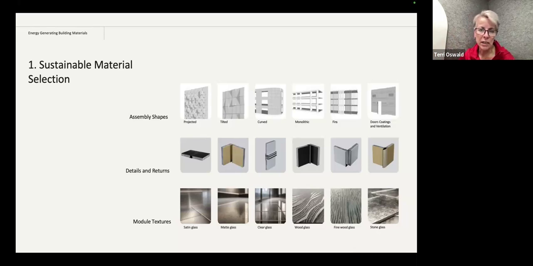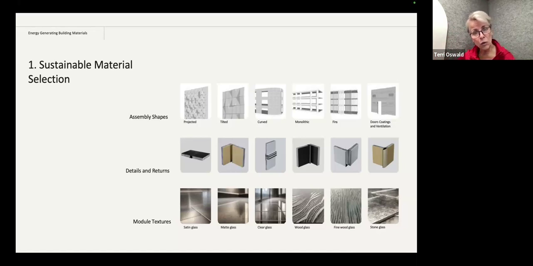How we deal with those details in returns. How do we deal with panel returns? How do we deal with termination against another building material? Those are all details that we will figure out once we look at a project. But the fact is, we can deal with just about any situation, and we have in the past.